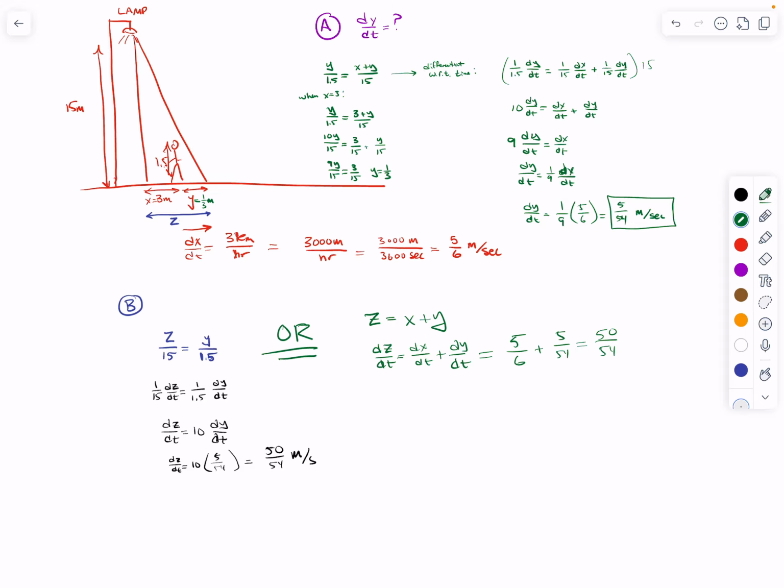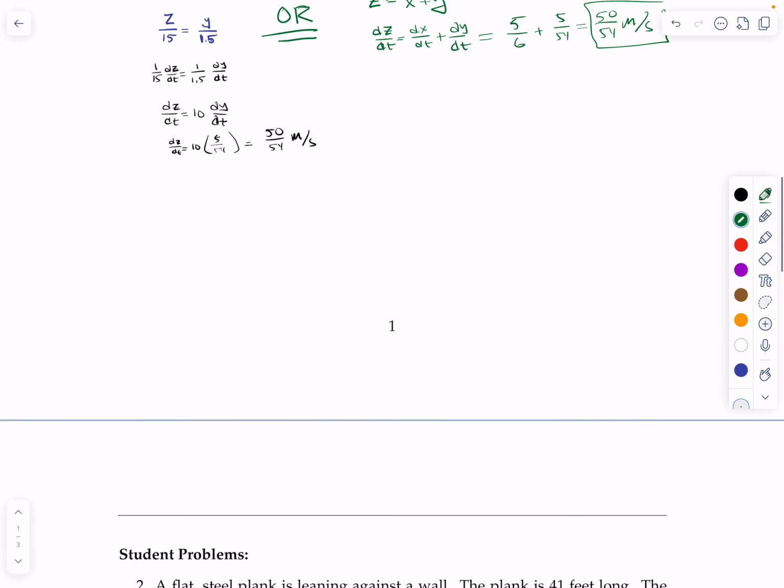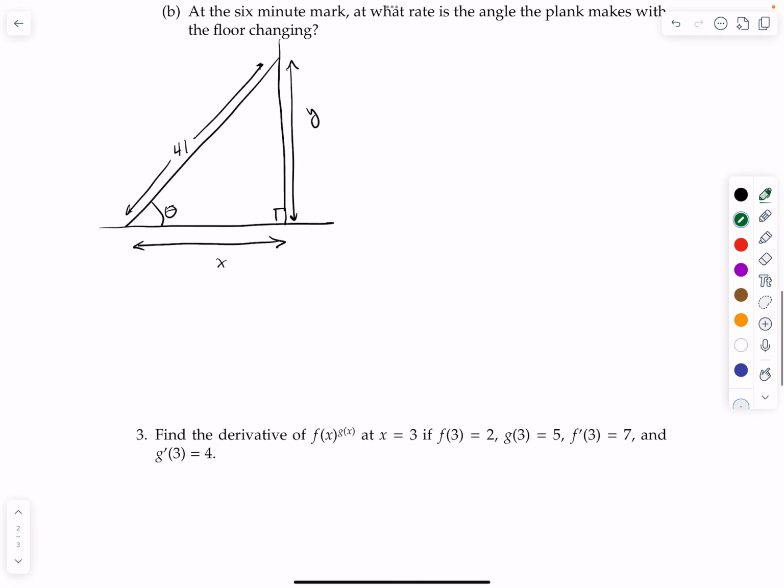Let's double check. 6 times 9 is equal to 54, and so 9 times 5 is 45, plus the 5 gives me 50. Yeah. Excellent. Okay, getting back to this. Sorry about that little interlude.